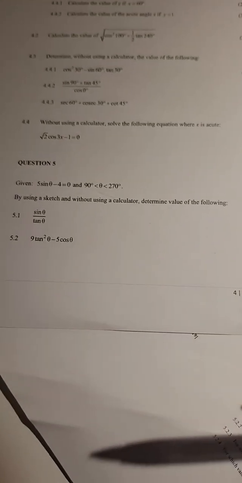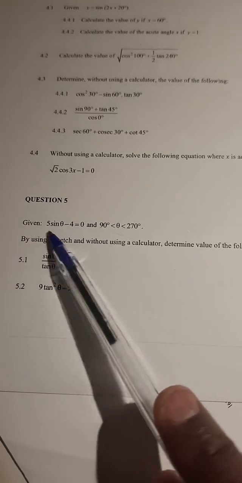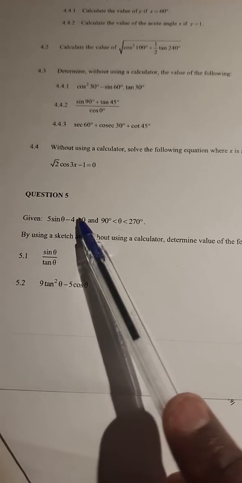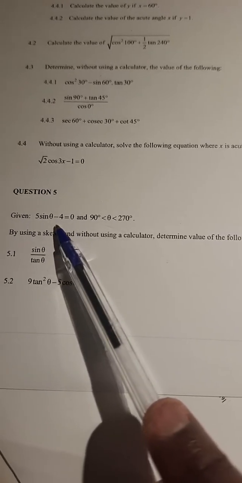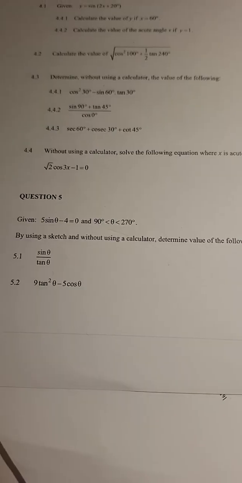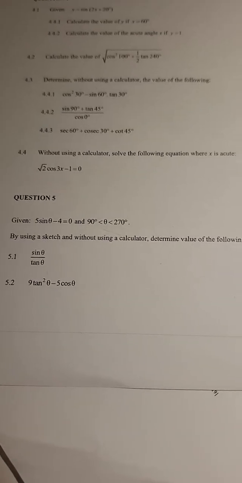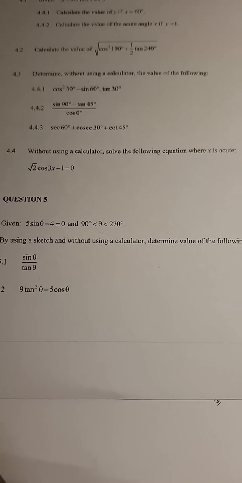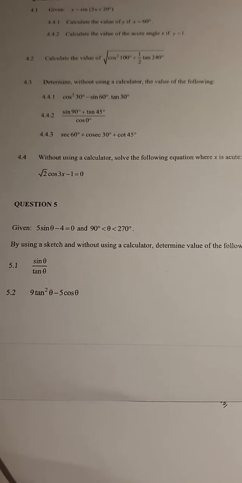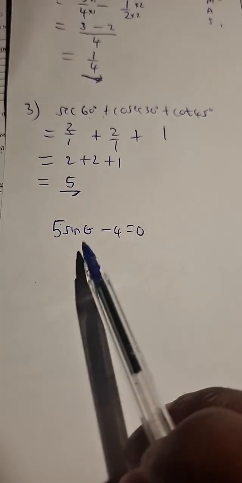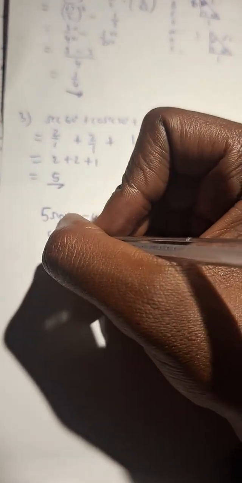So let's just take this one step at a time. The first step that they usually say for these Pythagoras type questions is that we need to make the trig ratio the subject of the equation. So we need to take 5 sine theta and make sine theta the subject of the equation. That's how we always roll with questions like this. So let's write down 5 sine theta minus 4 is equal to 0. Let's make sine the subject of the formula.